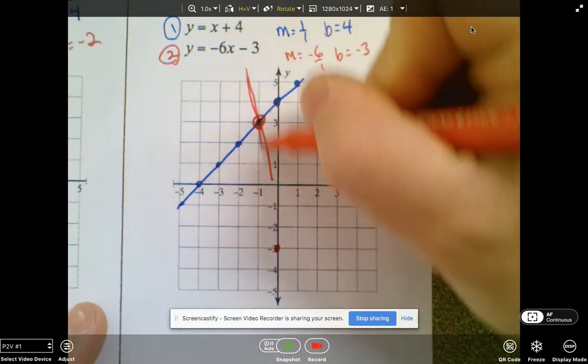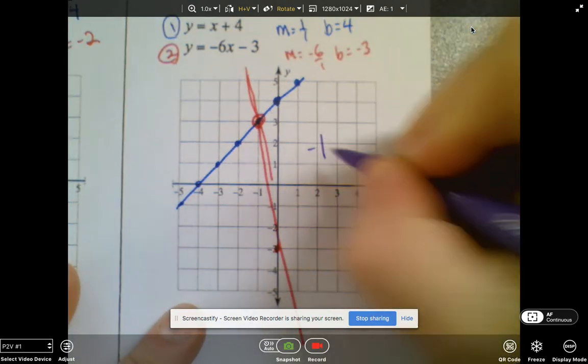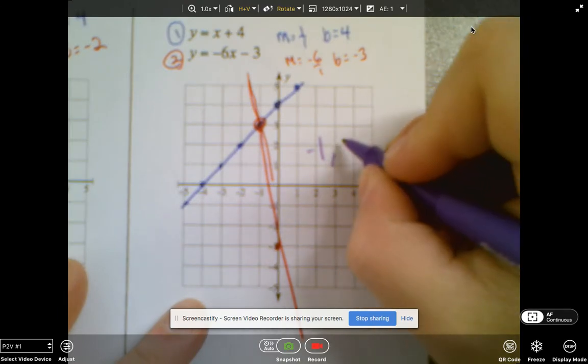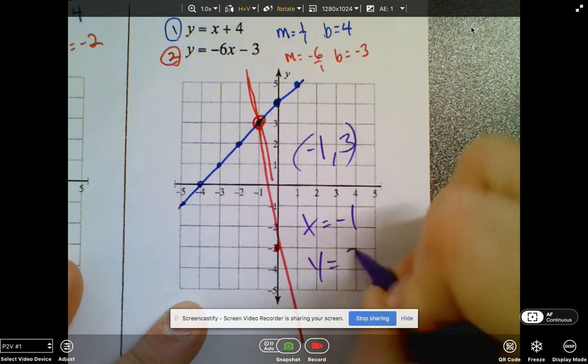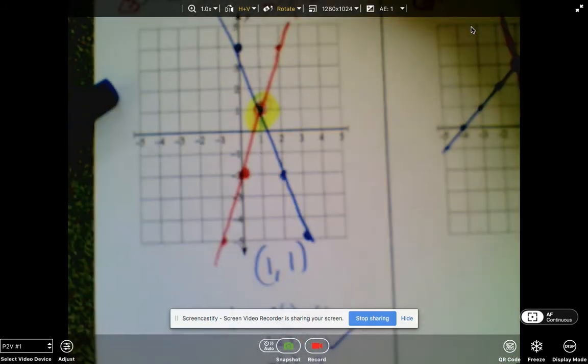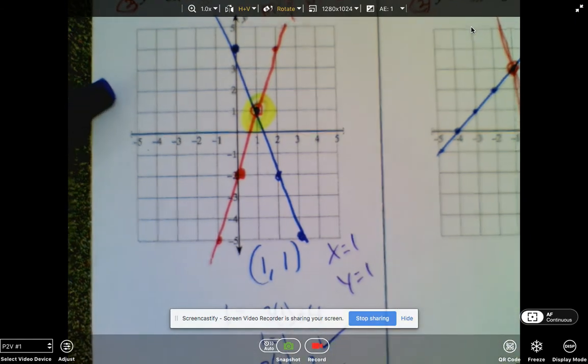Ugh, it's a horrible line. So can someone tell me the final answer, if you will? Yeah, it's -1, 3. So x equals -1, y equals 3. If I went back here to this solution, if you want to write this down, this would be x equals 1, y equals 1. Those are the solutions.